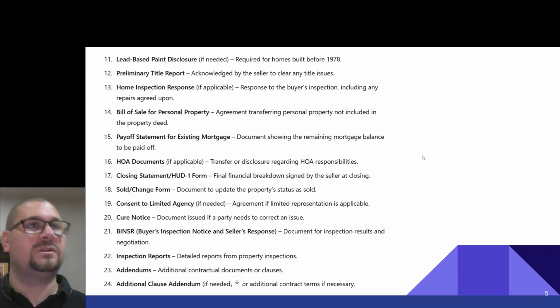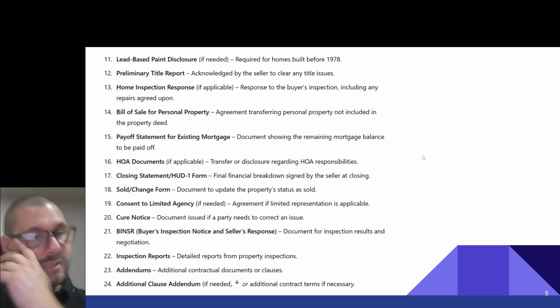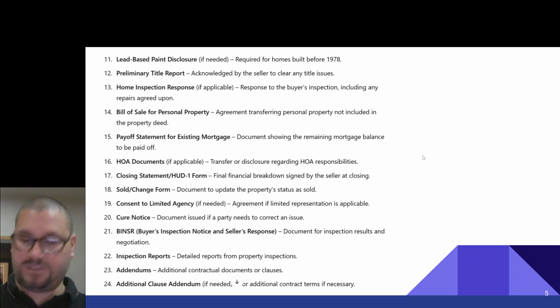So typically a buyer will use that against the seller to repair things, fix things, ask for some money off the property, and then the seller can respond typically with options saying, no, we're not going to fix anything, or yeah, we'll fix some things, or yeah, we'll give you a credit, right? Kind of like three options. Inspection reports, detailed reports from the property. Addendums, any additional contract documents or clauses. You can add an addendum. Additional clauses addendum if needed.